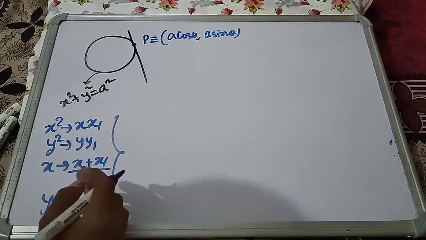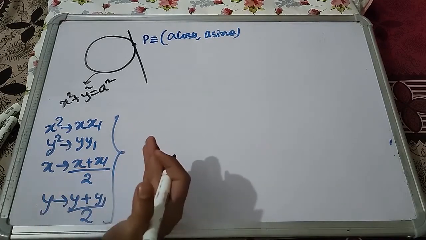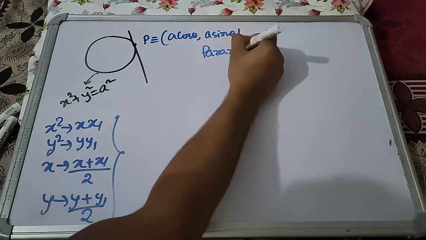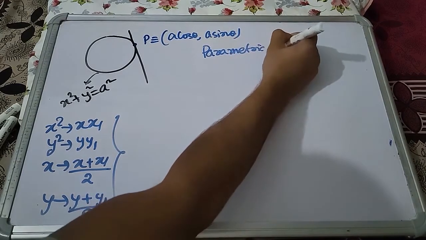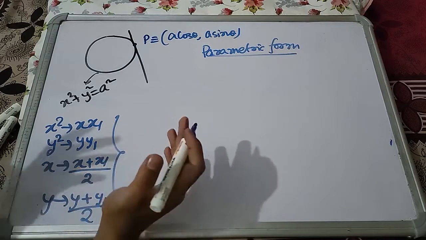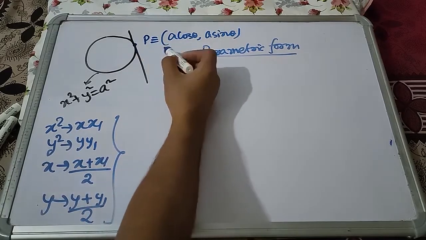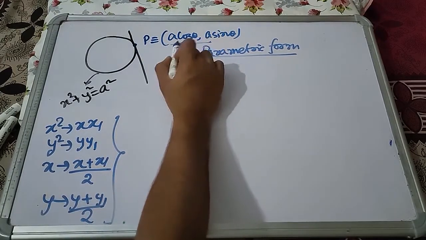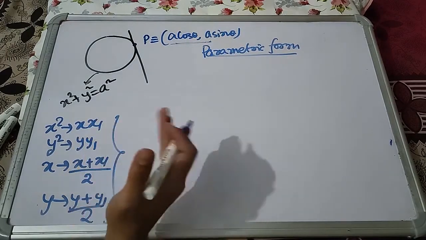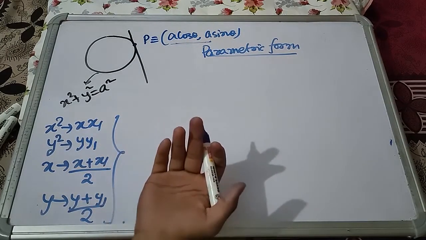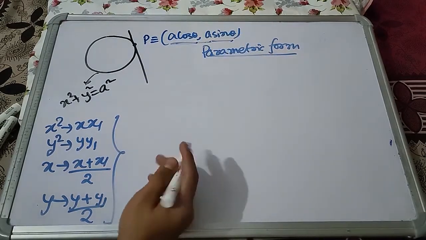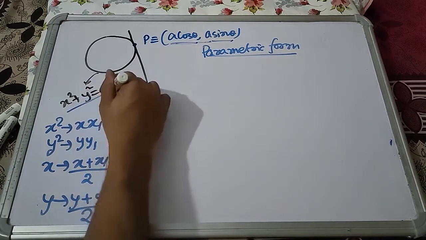With the help of the transformation we already learned, we can find the equation of the tangent in another important form known as the parametric form. Now what is the parametric form? Parametric form is based upon the equation of the tangent at a point P, which is a parametric point. The parametric point is based upon another variable theta, where x equals a cos theta, y equals a sin theta. And this satisfies the circle equation, right?